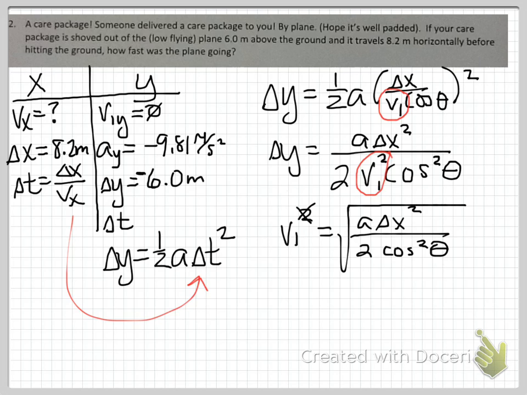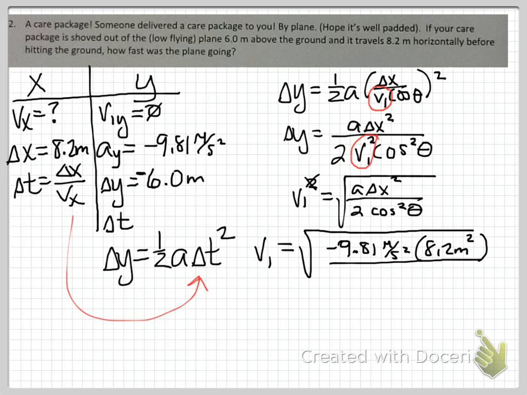Alright, time to plug in values. Please pardon me, there is no cosine theta. All the initial velocity is on the x-axis. That's just vix.